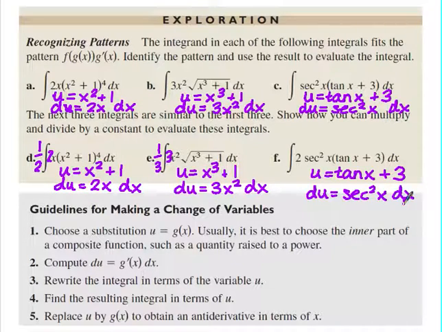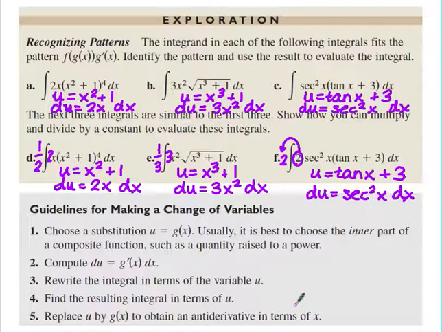Now, if you notice, this is a 2 secant squared. So you know what I'm going to do? Divide by 2 on the side. Actually, the easy way: just move the 2 out. Otherwise, you could divide by 2, which is what some of you said, and then you would multiply by 2 on the outside. It's the same thing.